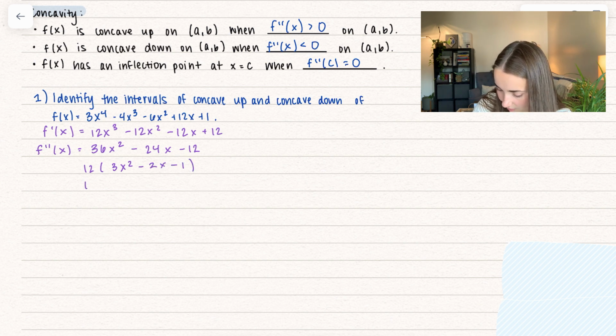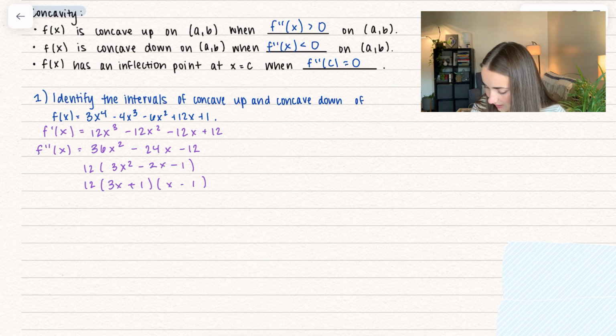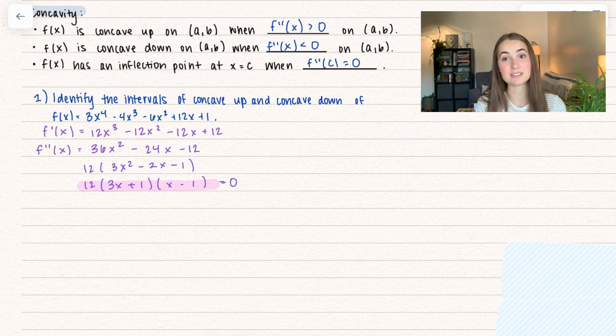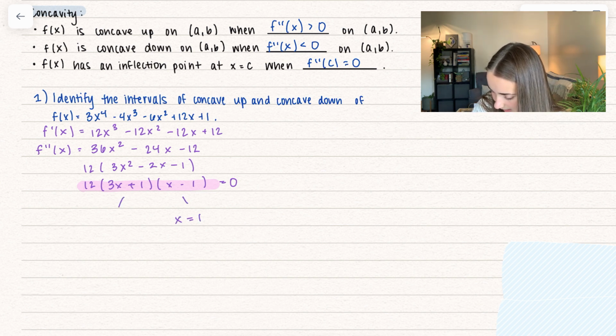And let's go ahead and try to factor that. So I'm going to have two pairs. One of these will be 3x, one of these will be x, and we have to get that -2. So I'm going to assume this is a -1, and then this one's a +1. And so now I'm going to go ahead and highlight this because it's our fully factored form of the second derivative. And now we have to set this equal to 0 and solve for the inflection points. And so this is going to give me two inflection points. X is equal to 1 and x is equal to -1/3.